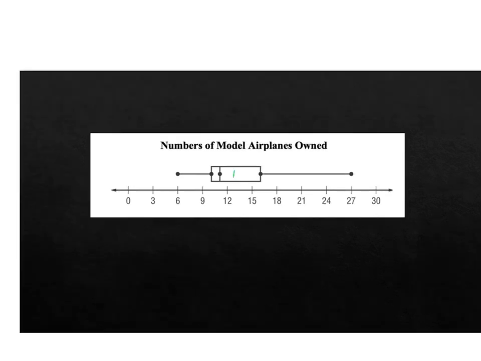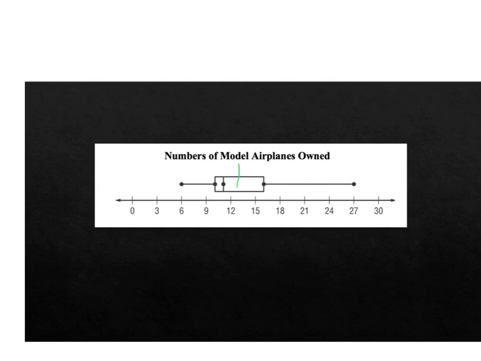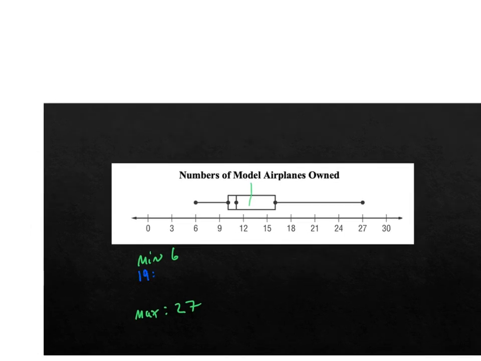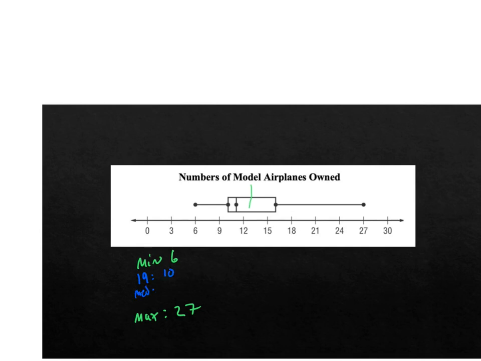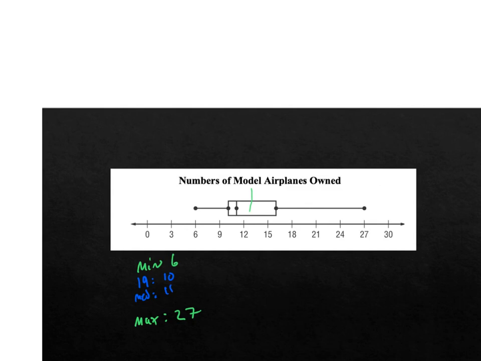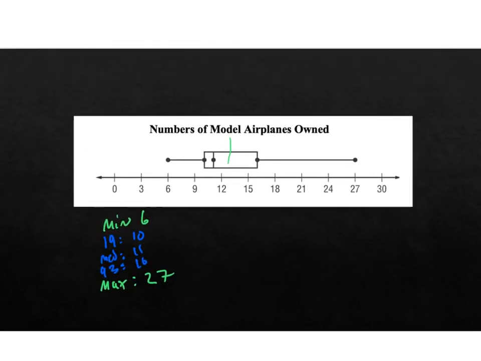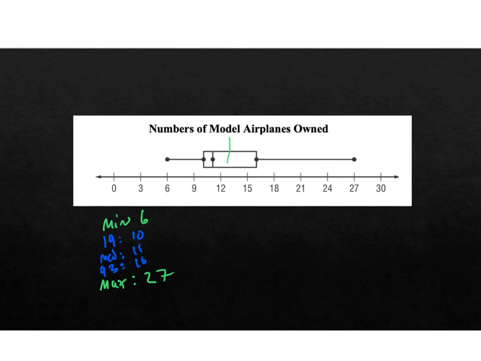So the minimum is, I don't know what's happening, 6. Our maximum is 27. Our first quartile, or Q1, is, let's say 10. Our median is 11. Our quartile 3 is 16. Why does this chart keep going away? Okay, so that's our 5-number summary.